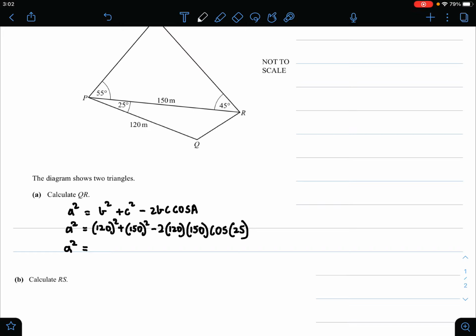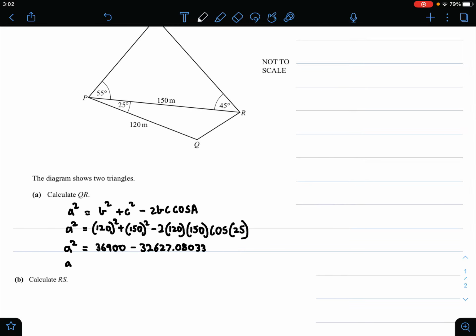So 120 square plus 150 square is equal to 36,900 minus 2 times 120 multiplied by 150 multiplied by cos 25. So the answer for that will be 32,627.0803.